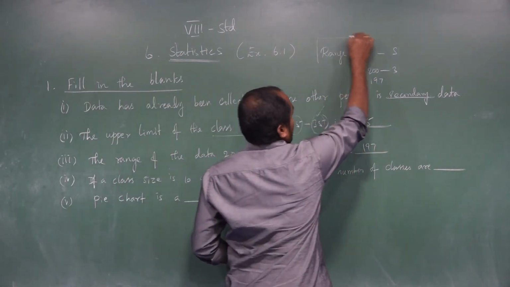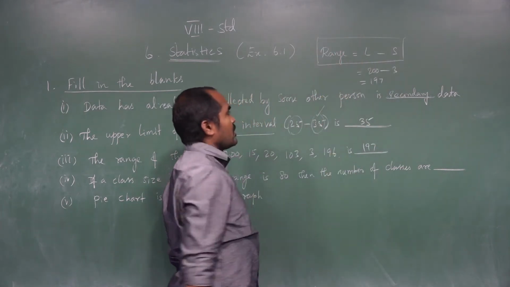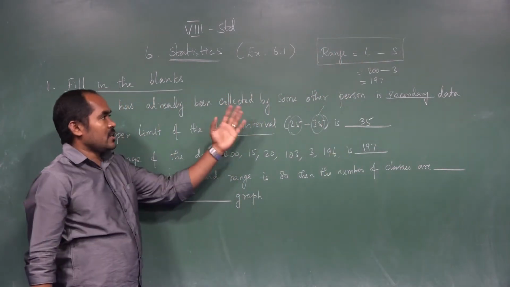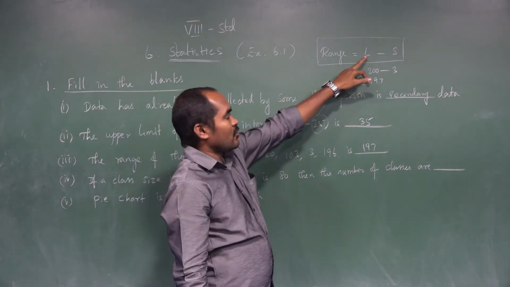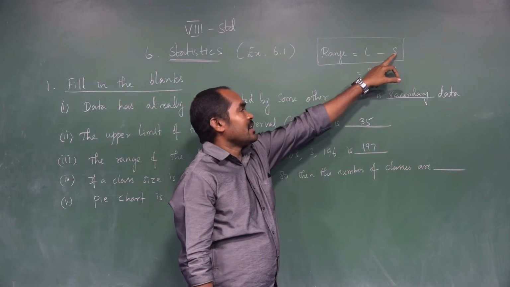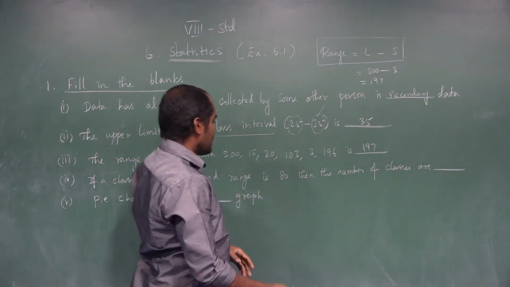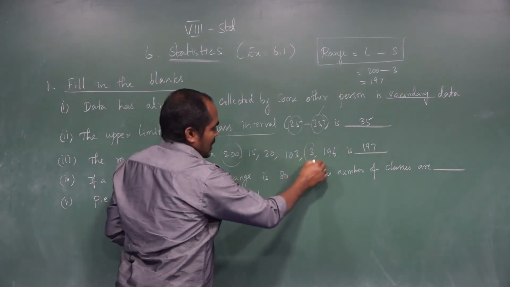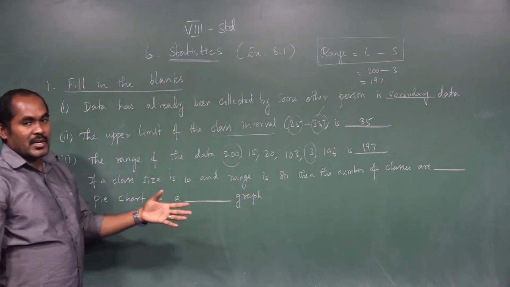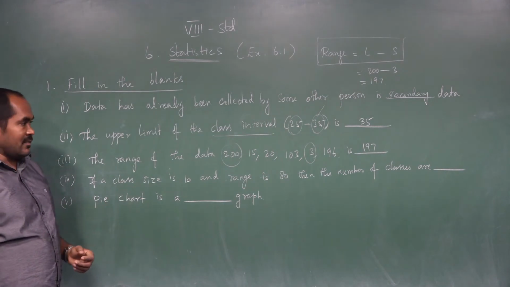197. This is the formula we use to find range: range is equal to largest value minus smallest value. Here L denotes the largest value and S denotes the smallest value. In this problem, the largest value is 200 and the smallest value is 3. So 200 minus 3 is 197.